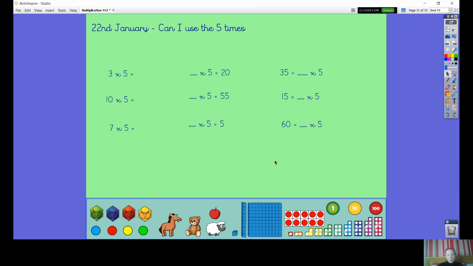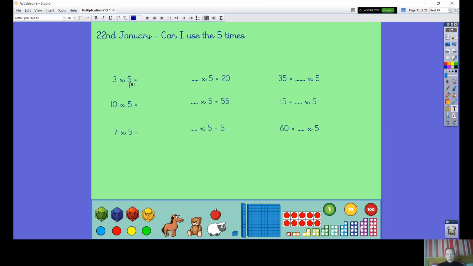Okay, now you've had a go. Let's see. 3 times 5 is, did you get it? 15. 10 times 5 is 50. 7 times 5 is, that's that tricky one I forget, 35. Now this one, we could use our fingers to help because we've got something times 5 is 20. Let's count in 5s using our fingers. 5, 10, 15, 20. So that's 4 times 5.